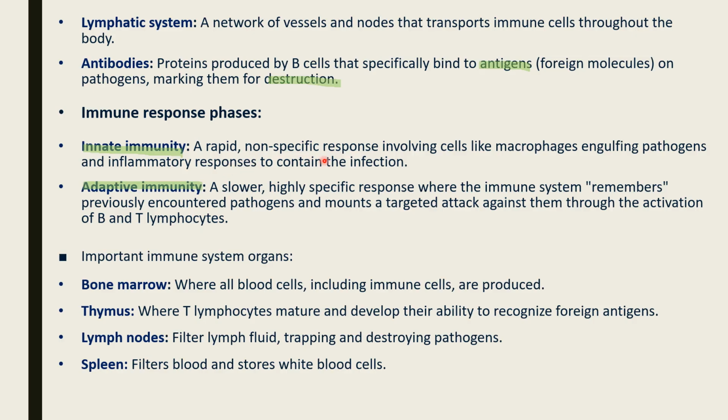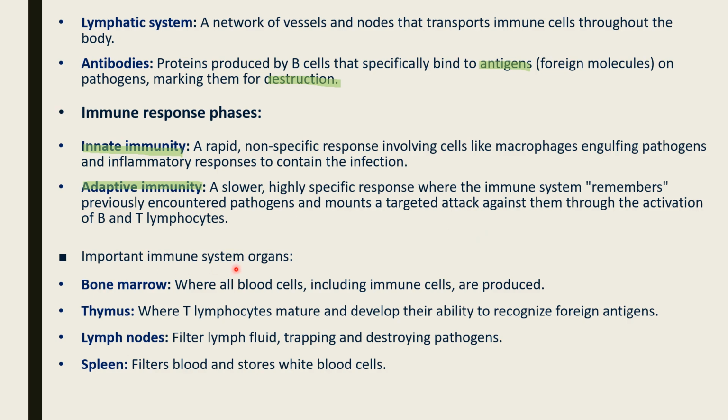Innate is a rapid, non-specific response involving cells like macrophages engulfing pathogens and inflammatory response to contain the infection, while adaptive immunity is a slower, highly specific response where the immune system remembers previously encountered pathogens and mounts a targeted attack against them through the activation of B and T lymphocytes.